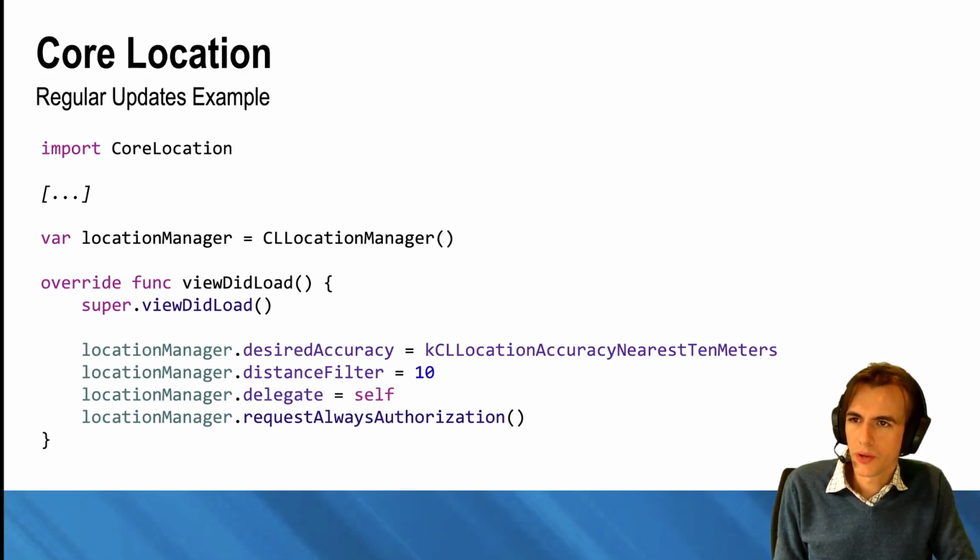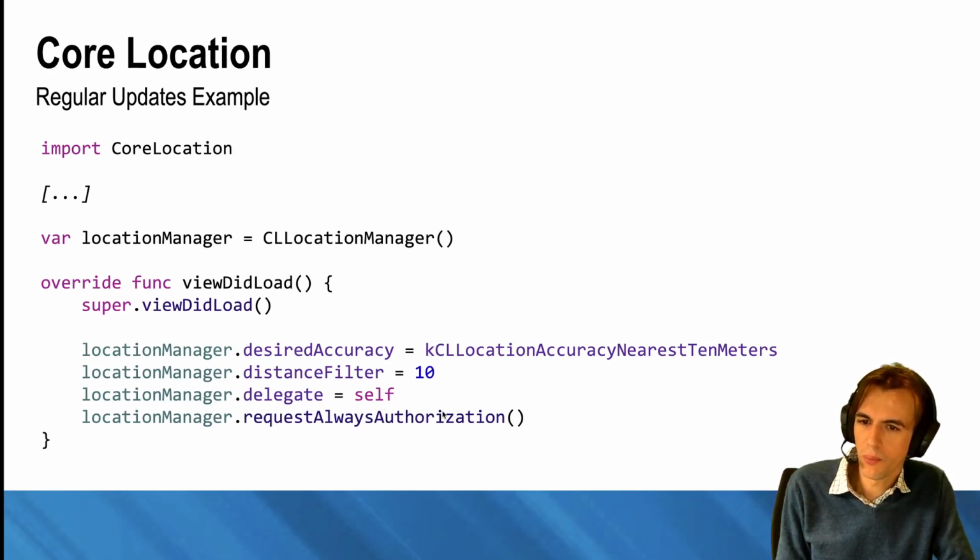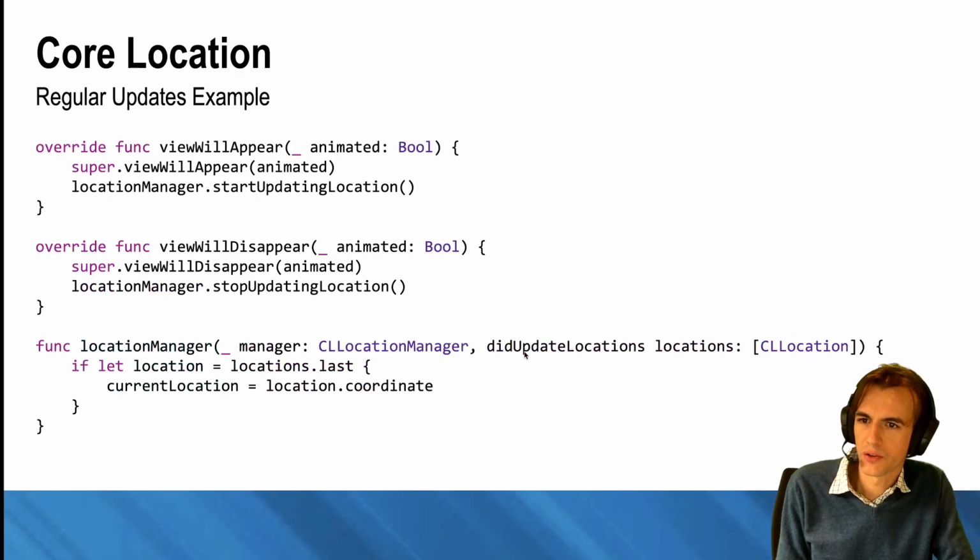Okay, so core location, regular updates. How do you do this? We create an instance of the CLLocationManager. Then in our viewDidLoad, we set the desired accuracy, the distance filter, set up ourselves as the delegate, because otherwise we won't even get notified of anything. And we request either authorization for while in the app or always authorization. And this triggers the prompt to check that we have authorization.